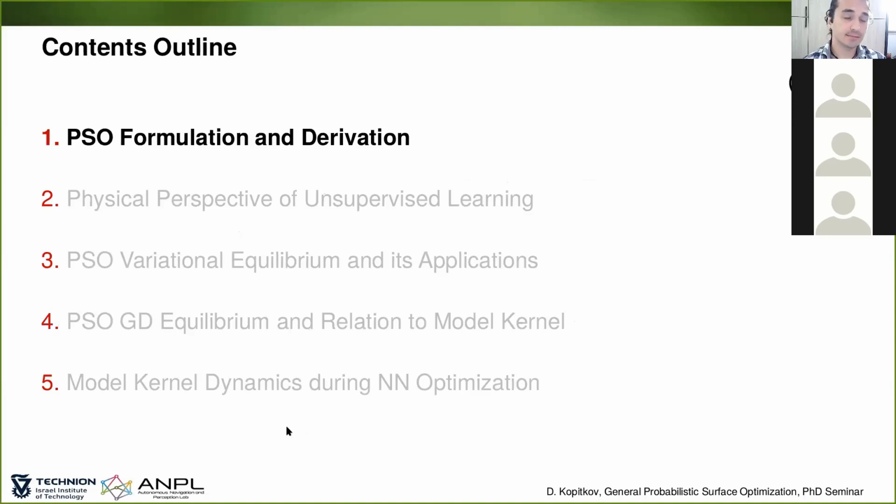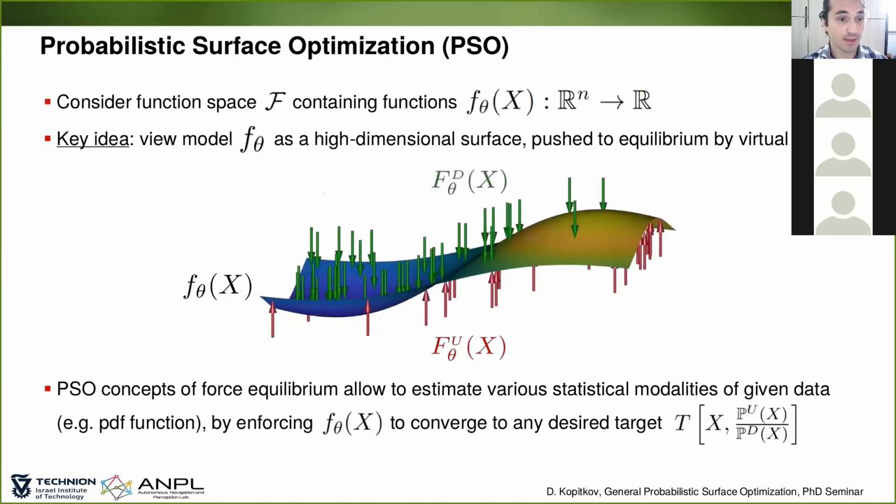Okay, so let's start with the PSO formulation, its more general view and its derivation. Consider a function space, this big F here, which contains functions of this form. They take an Rn input and return this scalar. And theta here is the parameter vector, so maybe, for example, a neural network, where this is the parameters of the neural network.